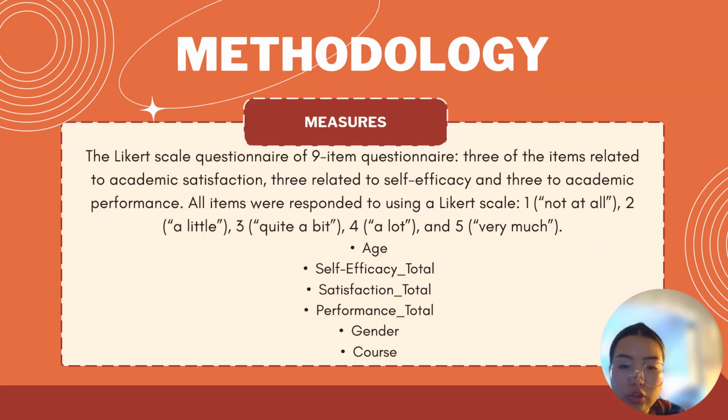For the methodology for the measure, we are using a Likert scale questionnaire, which has nine items. Three of the items are related to academic satisfaction, three are related to self-efficacy, and three are related to academic performance. We are rating them from 1, 2, 3, 4, and 5.